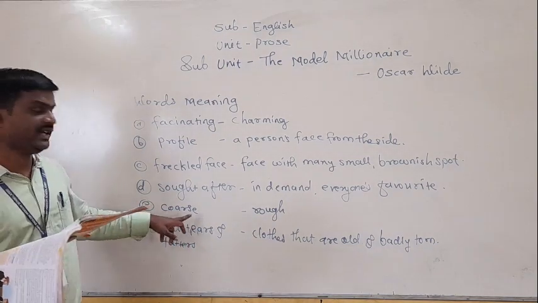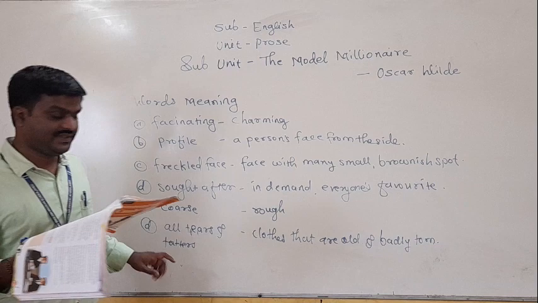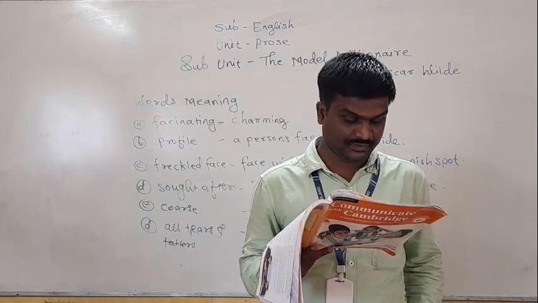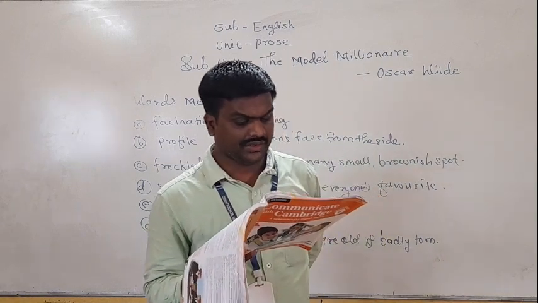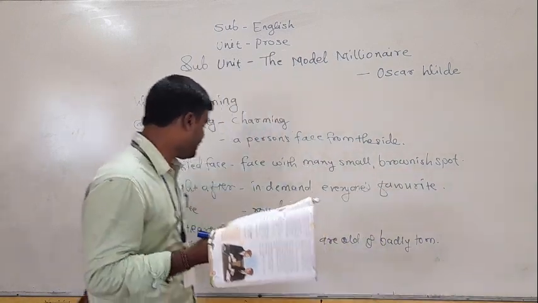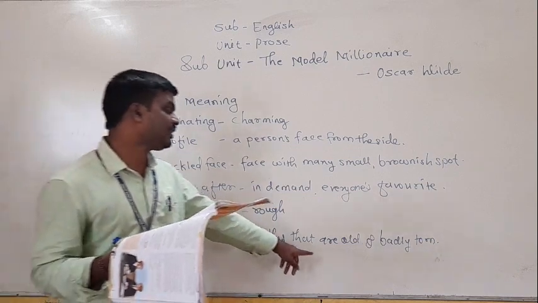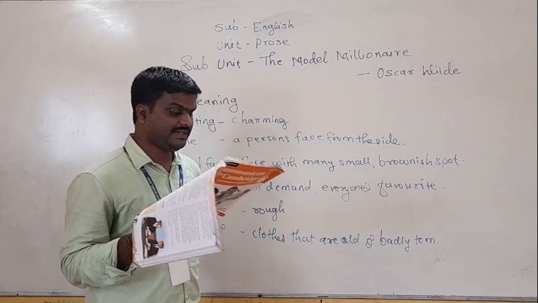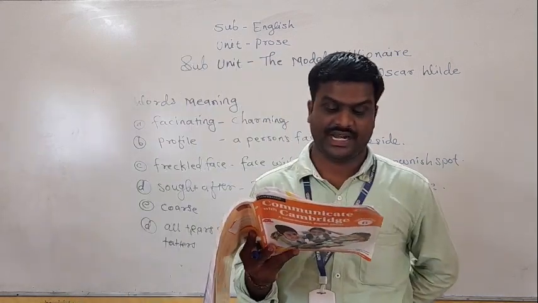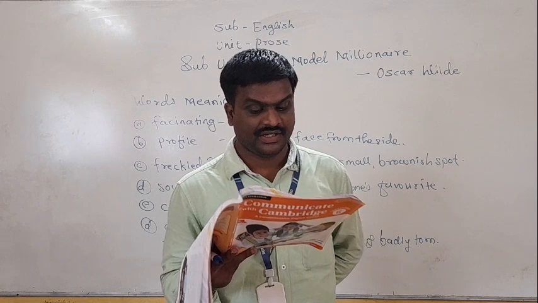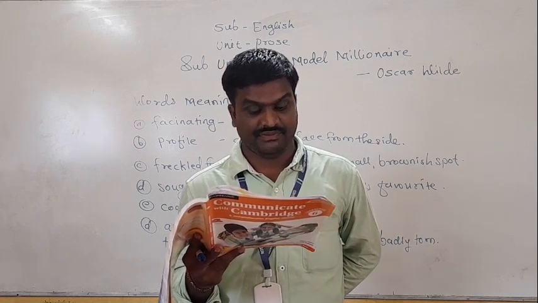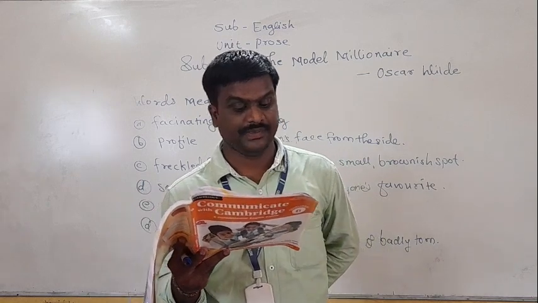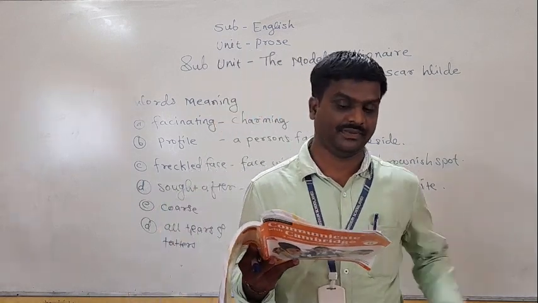C-O-A-R-S-E, not C-O-R-S-E. See, C-O-A-R-S-E, coarse brown cloth. All tears and tatters. Tears and tatters means clothes that are old and badly torn. His thick boots were patched, and with one hand he leaned on a rough stick, while with the other he held out his battered hat for arms.